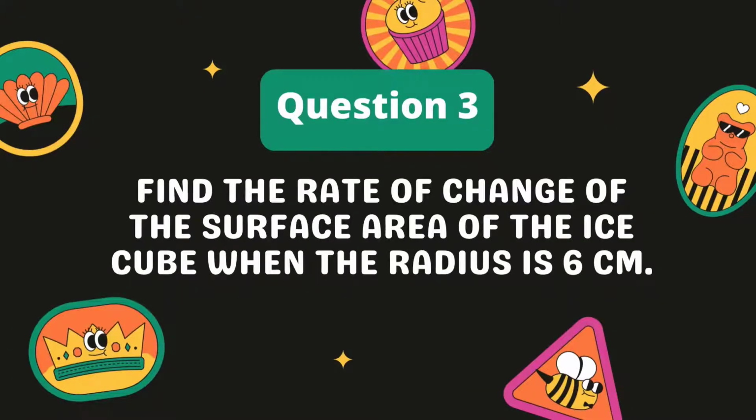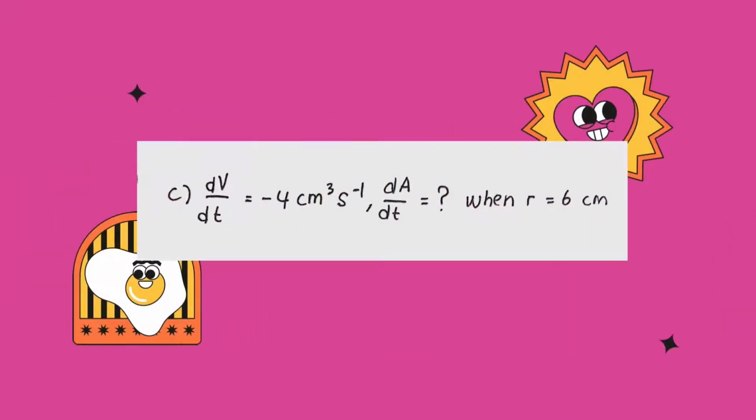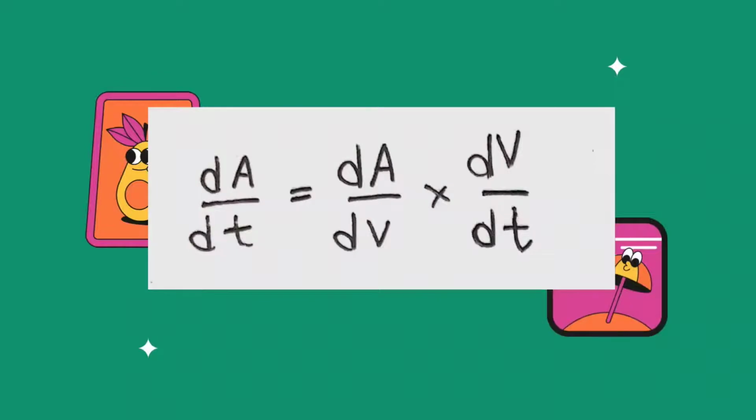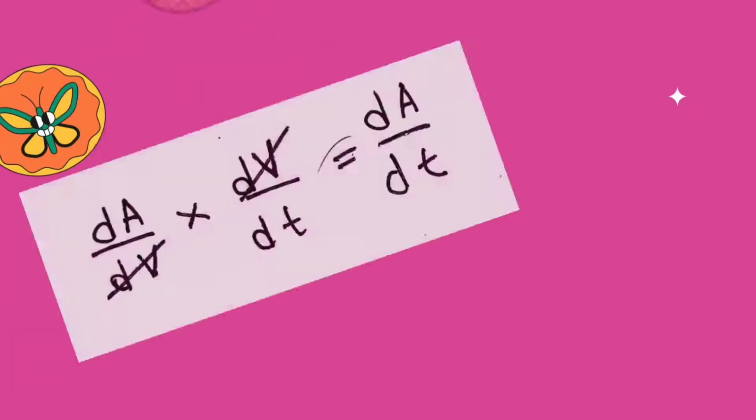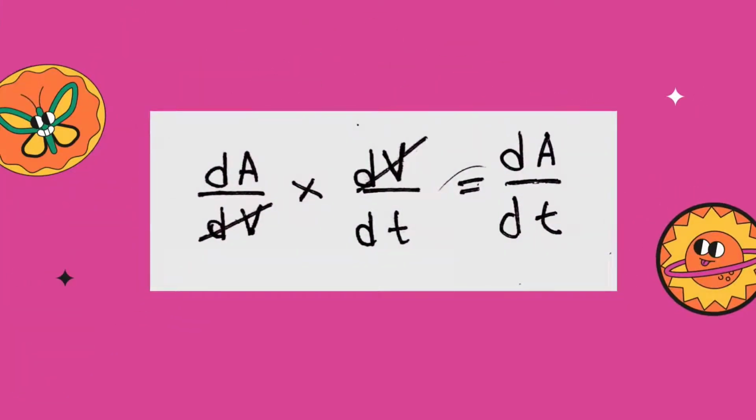For question number 3, we have to find the rate of change of the surface area of the ice cube when the radius is 6 cm. From the question, we know dV/dt is equal to negative 4 cm per second. We have to find dA/dt when r is equal to 6 cm. We have to remember that to find dA/dt, we need dA/dV times dV/dt, because when we cancel dV, we get dA/dt. But there is no way that we can get dA/dV directly, so dA/dV needs to be separated.